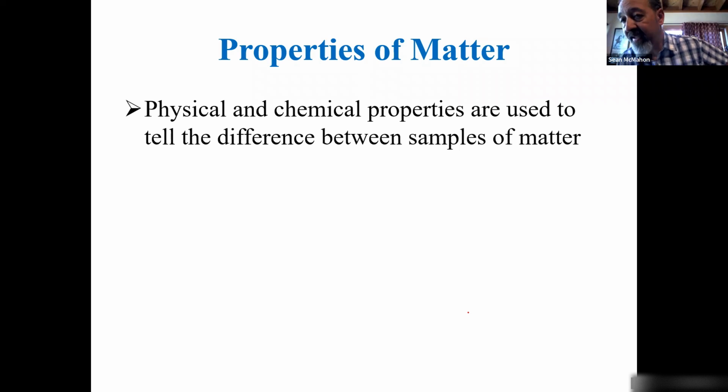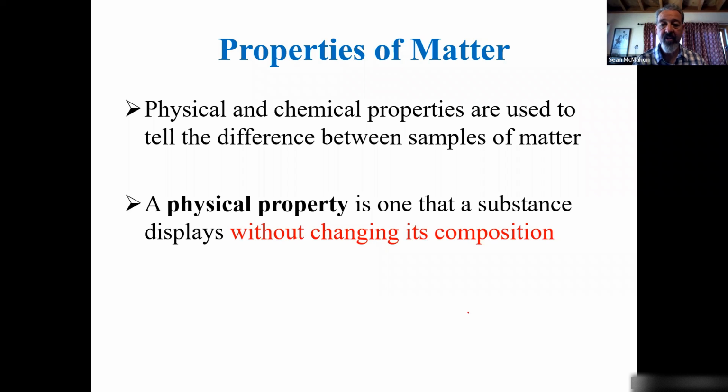So that's a little discussion on the different states of matter. So now we can talk about different properties of matter, whether it's a solid, liquid, or gas, is kind of dependent on physical properties, but we'll also talk about chemical properties as well. So a physical property is one that a substance displays without changing its composition. So there's no change in the formula.